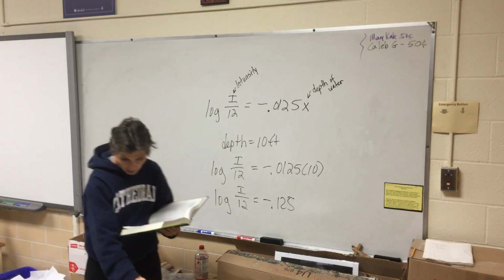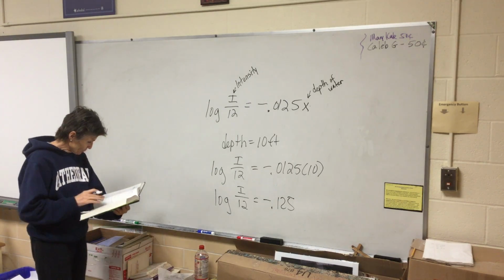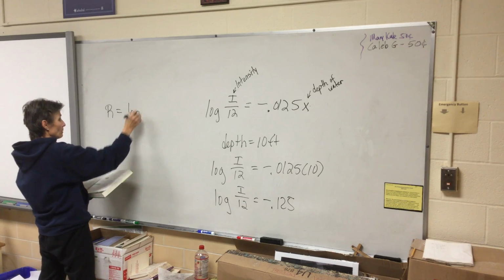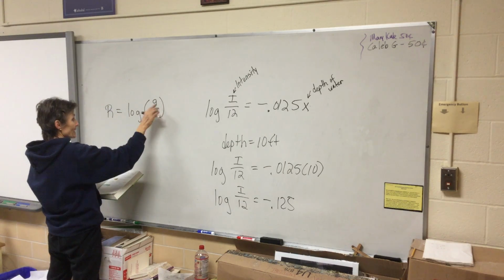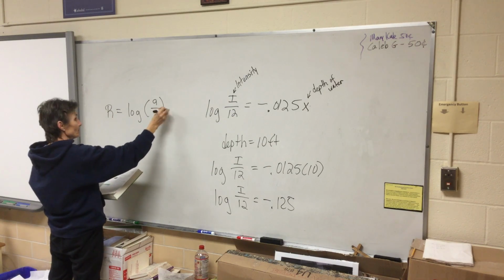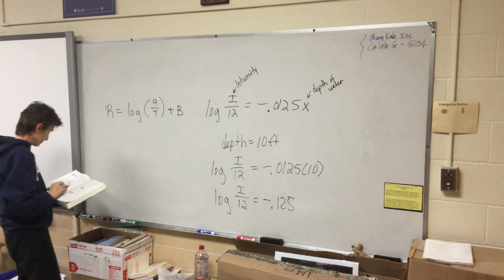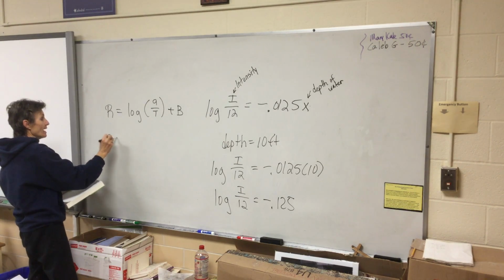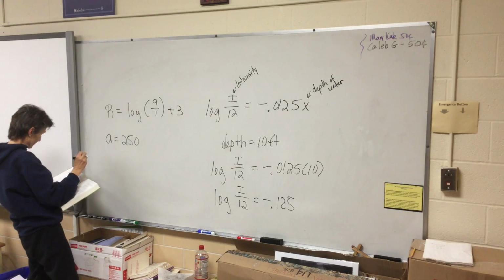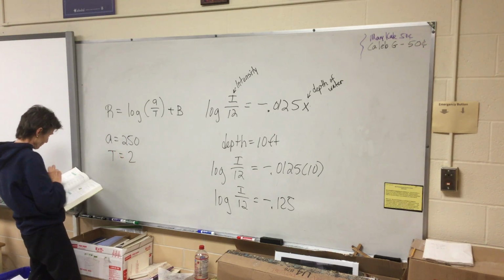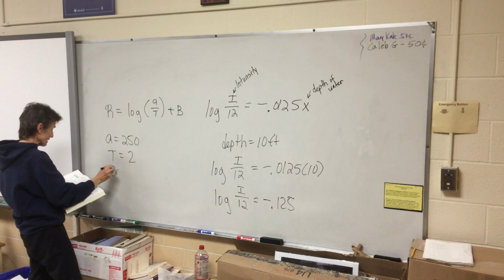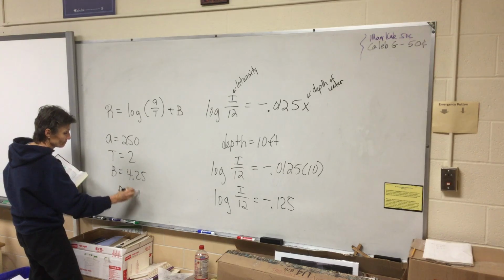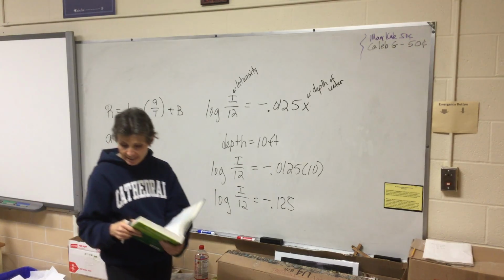All right, quickly, one more problem, then we're done for the day. Now we're doing this one. All right, this is another word problem. That's an A and a T. And it literally says, A is 250, T is 2, and B is 4.25. Find R. That's what the question says.